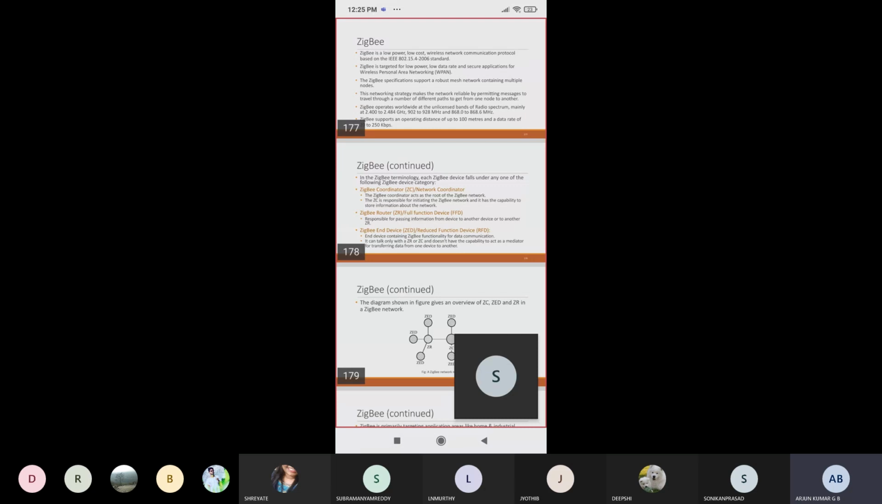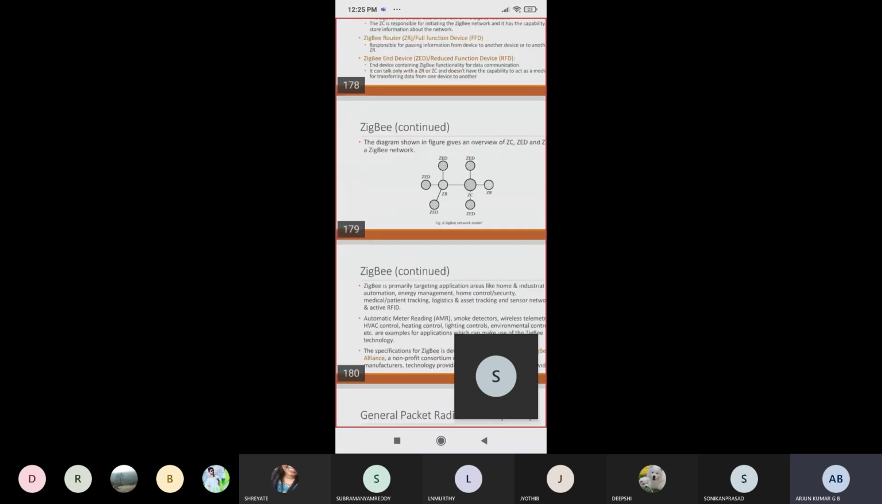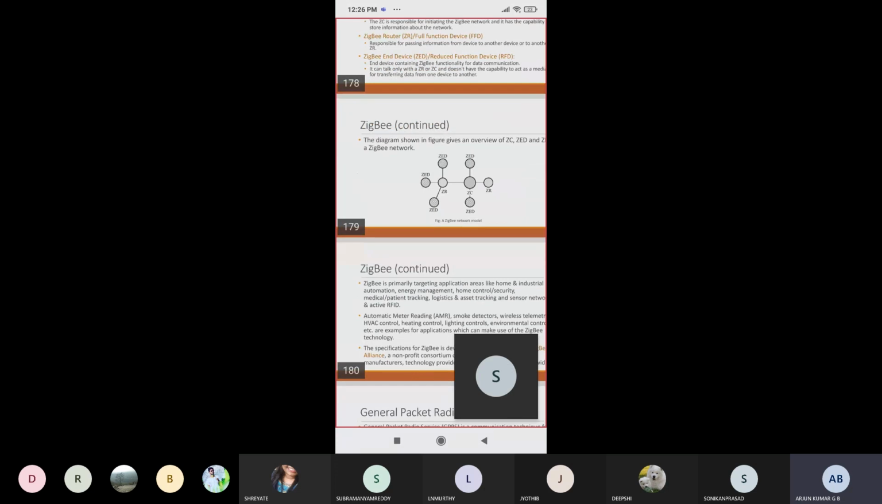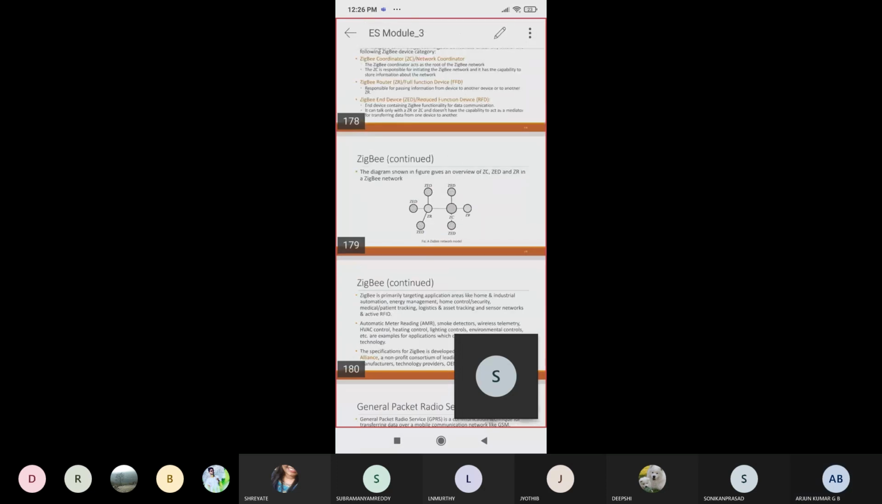Okay, then we can see this figure of the Zigbee network. This is an overview of your ZC coordinator, router, and end devices. Initially, I told you the ZC is the coordinator. Okay, it is a coordinator. It is nothing but the root. It acts as the root of the Zigbee network. And then the ZR also will be there. The ZR is responsible for passing information between the devices. Okay, and then end devices. The end devices contain the functionalities for data communication. See, this is the Zigbee network model. You can see the figure.